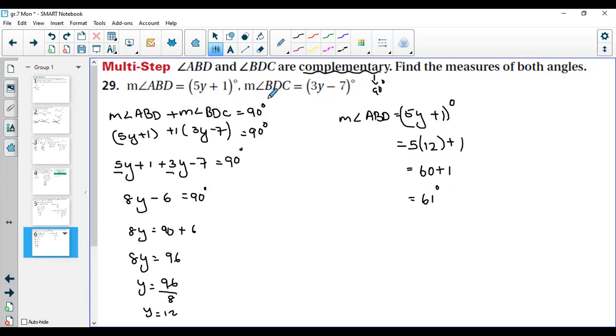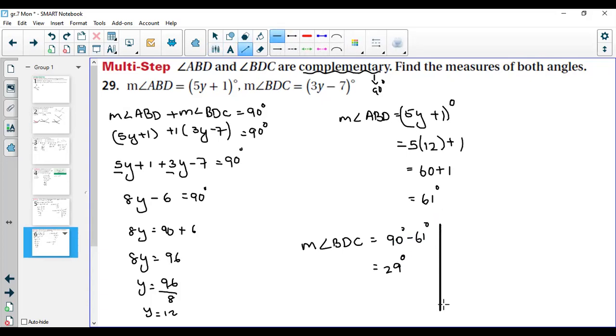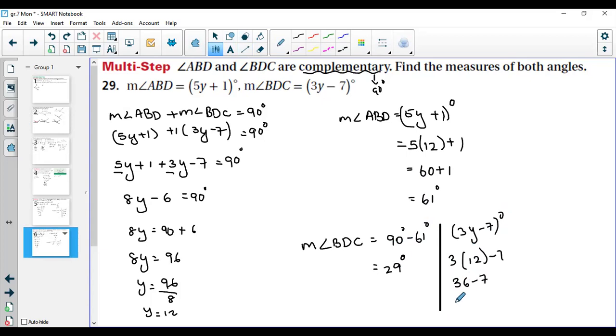Now you want to find the value of angle BDC. You could use any one way. You could either subtract that directly from 90, because both of them are complementary angles. So you would get 29 degrees. Or you could substitute the value of y in the expression which they have given, that is 3y minus 7. So replace y with 12. So that's going to give you 36 minus 7, which will eventually give you 29 degrees.